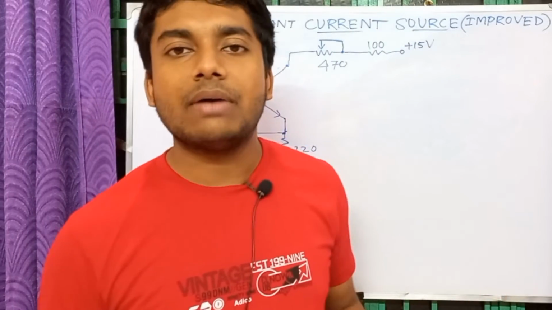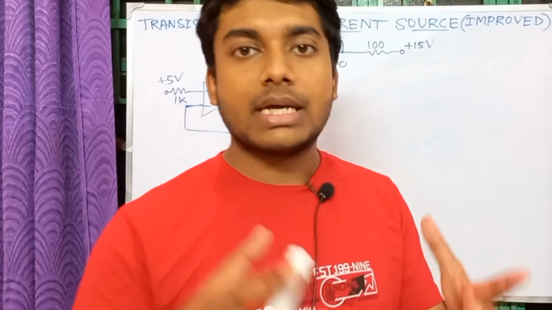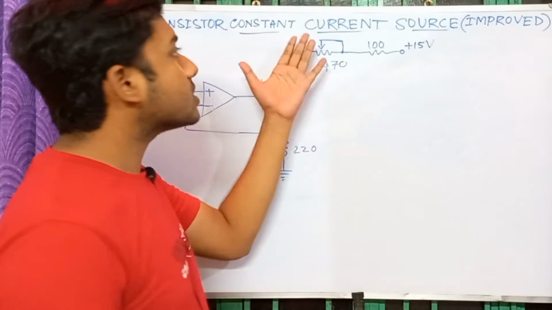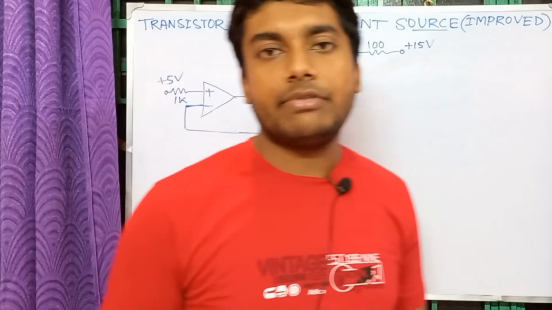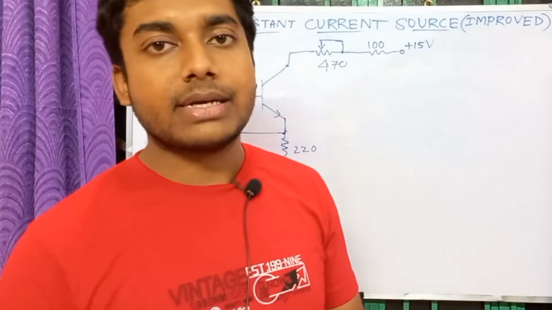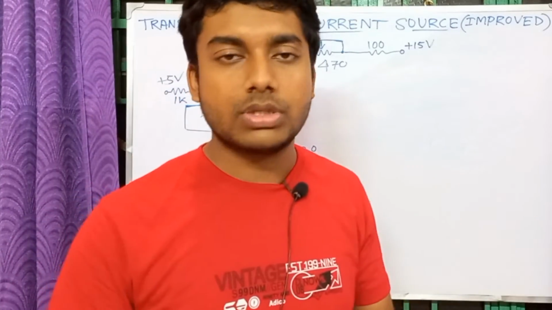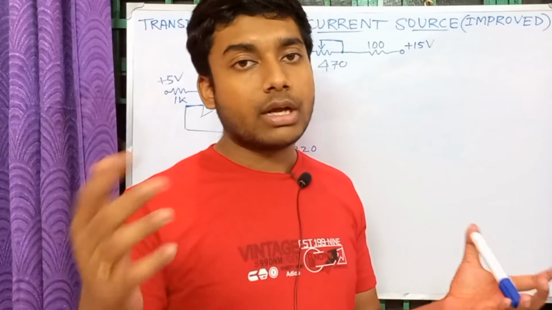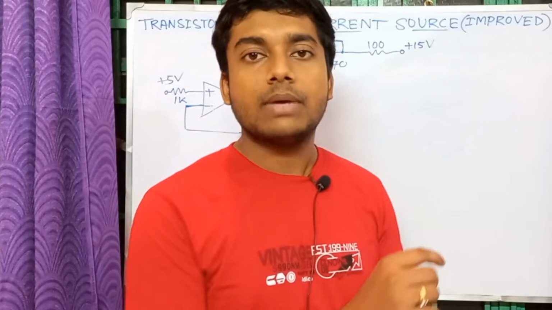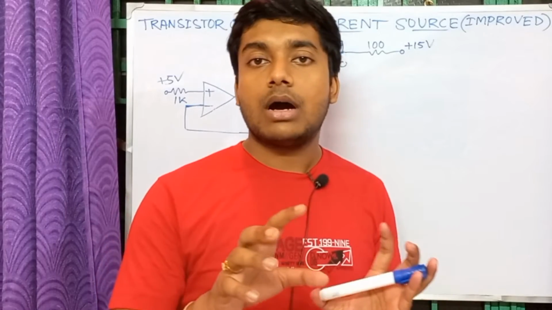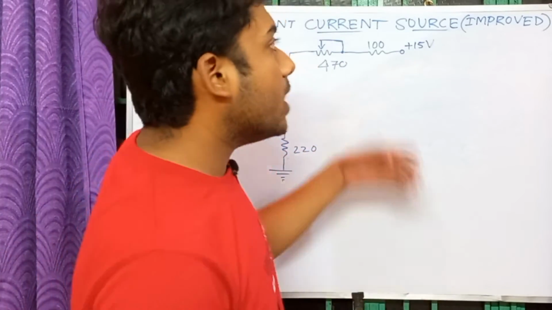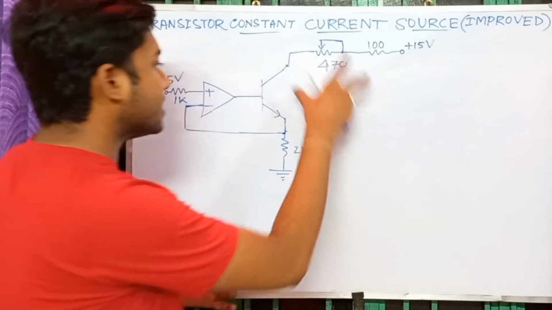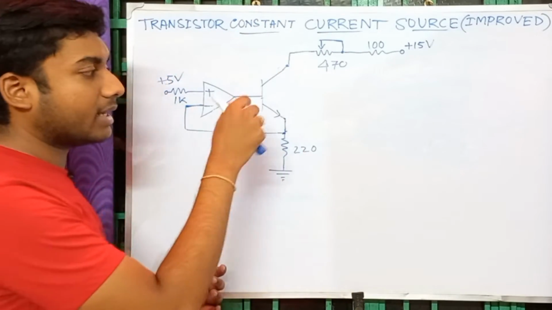Today in this video I will discuss the improved circuit of the constant current source using the transistor. Previously I made a video on how you can use a transistor as a constant current source. The link of the video I will give in the description box, but that circuit has some drawbacks. To improve that, we will discuss the improved circuit in this video.